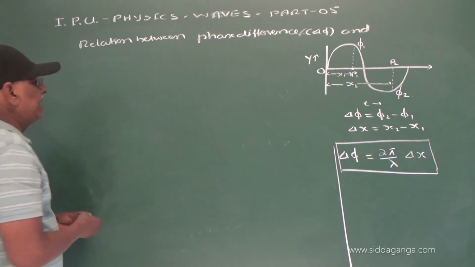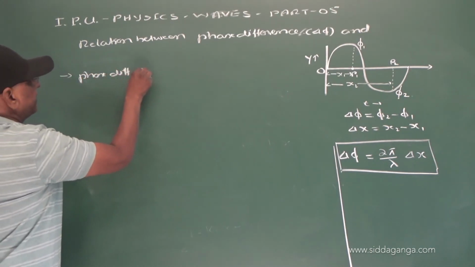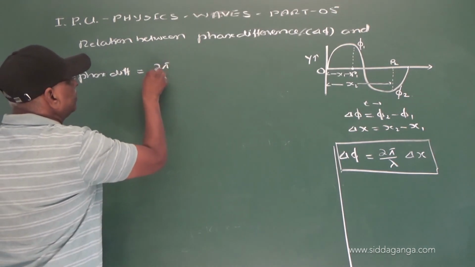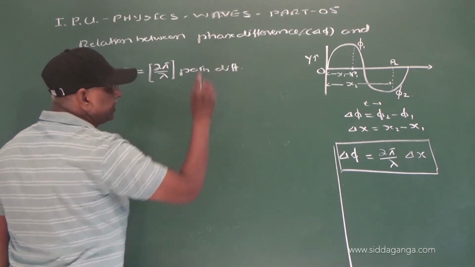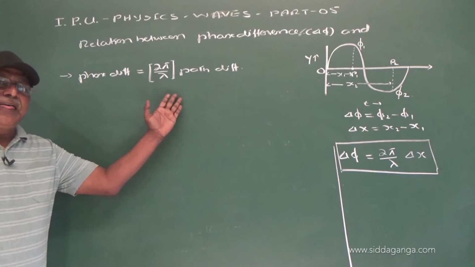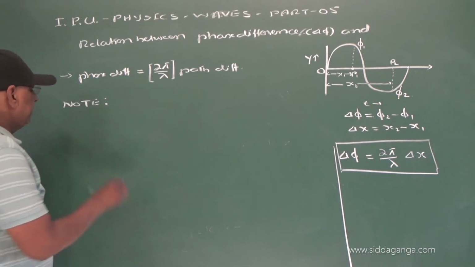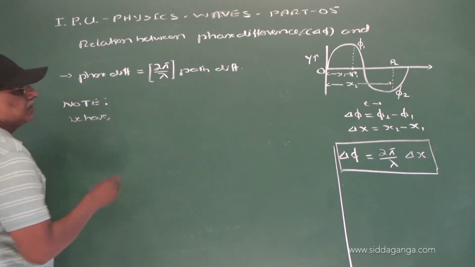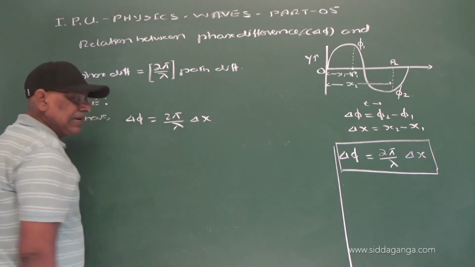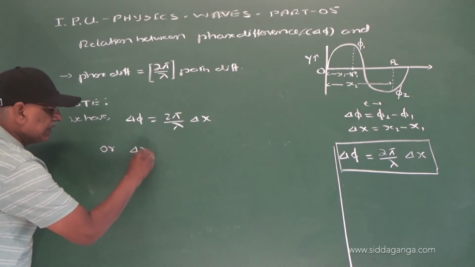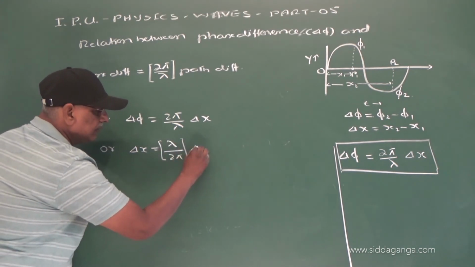Now, writing this equation in words, we have phase difference is equal to 2 pi by lambda into path difference. Now we will take it as a note. Now we have delta phi is equal to 2 pi by lambda into delta x, or delta x is equal to lambda by 2 pi into delta phi.